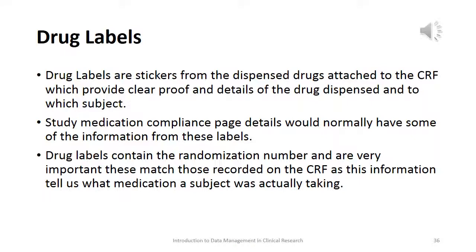The drug labels. Drug labels are stickers that might come on a bottle of medication that we're going to dispense. Then once it's dispensed, we may tear off part of that and put it on a CRF page or record it someplace in the dispensing log. These labels may contain randomization numbers, or they may contain other information that we may need during the course of our trial.